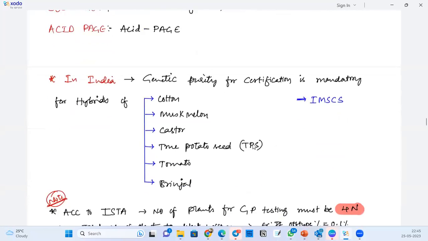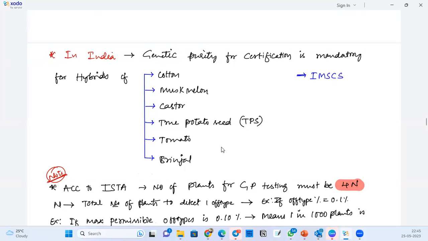As I told you earlier, this is just a repetition: in India, genetic purity testing for certification is mandatory only for the hybrids of certain crops, which are cotton, muskmelon, castor, true potato seeds, tomato, and brinjal.